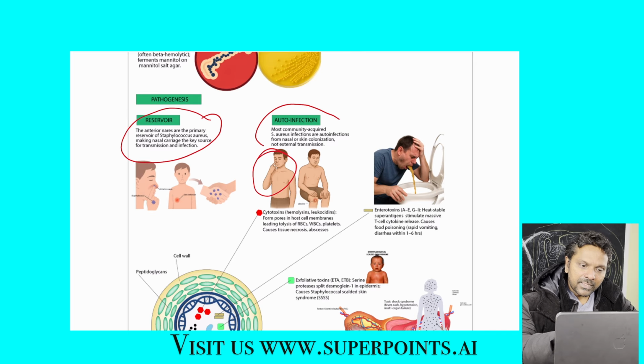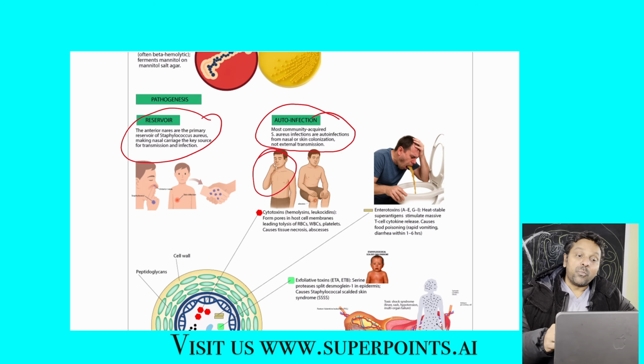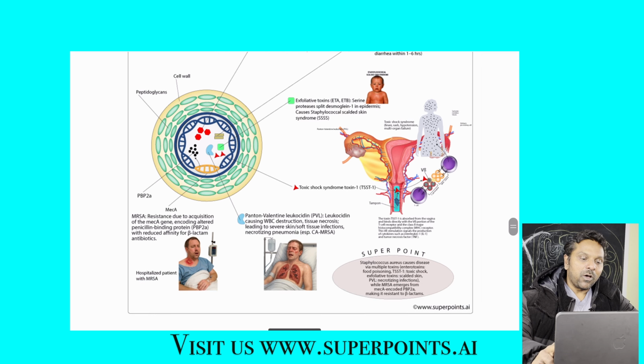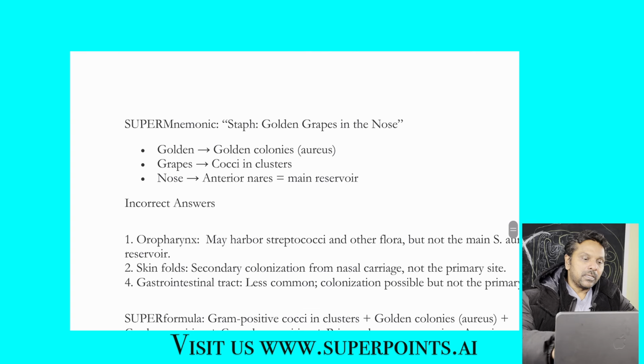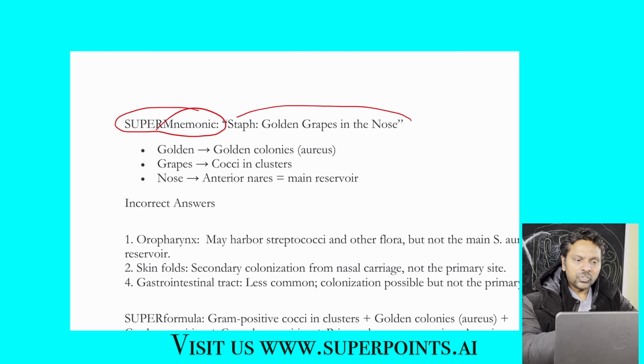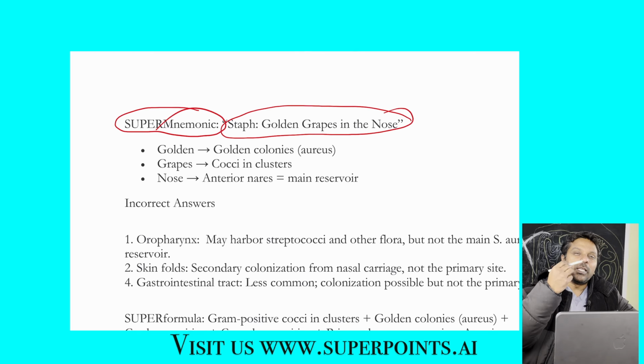So, disease in the nose. Most community-acquired Staph aureus infections are auto-infections from nasal or skin colonization, not external transmission. So it is going from the person's nose to different parts of his or her body. Here you can either just remember that without any mnemonic, or if you want a mnemonic, you can say golden grapes in the nose. Just imagine golden grapes in this area. You will not forget it.